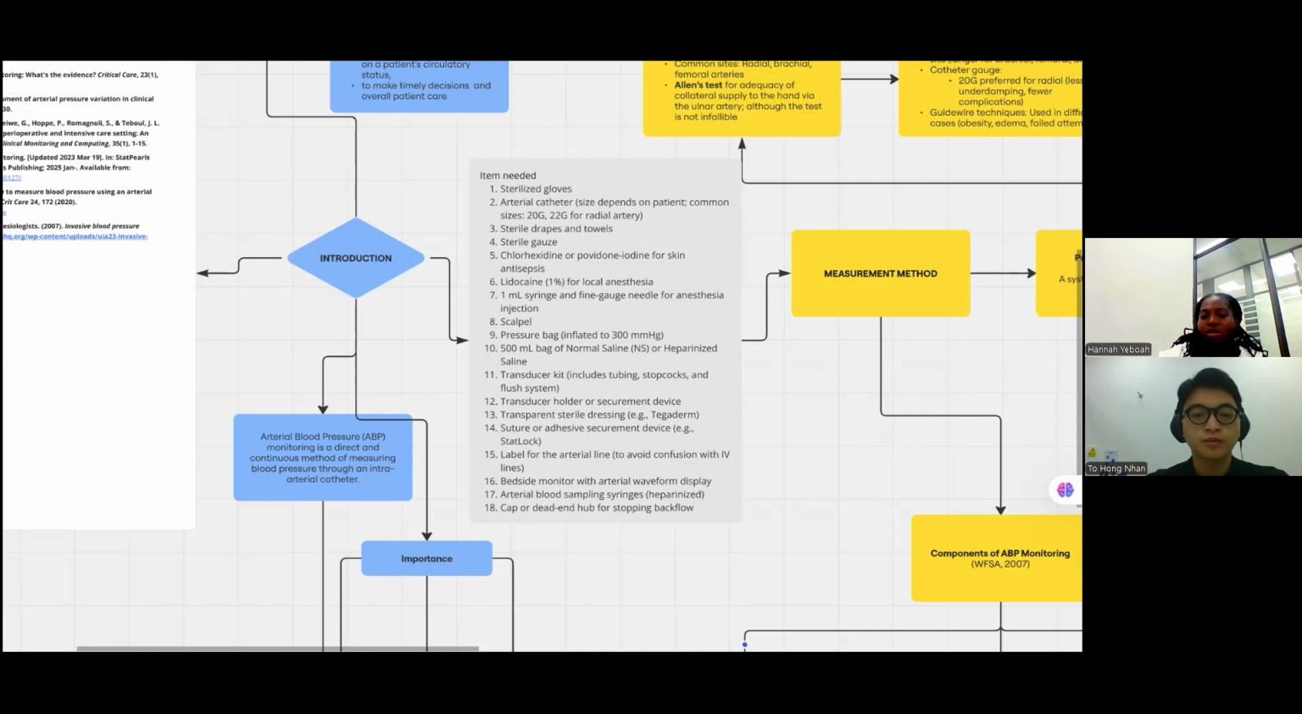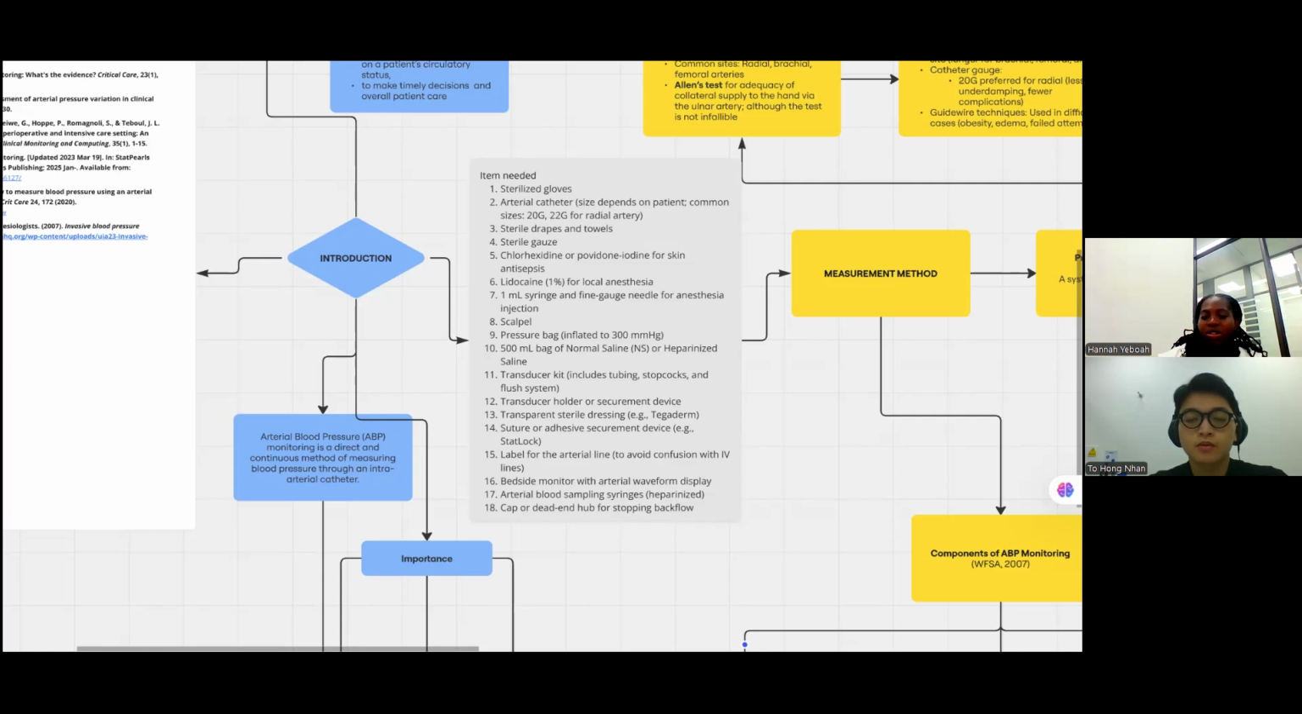We need transducer holders. We need transparent sterile dressing. We need sutures. We also need to label the arterial line. This is to help prevent confusion with the IV line, because the patient might have an IV line and the patient might have the arterial line. So the next nurse or the next health professional taking care of this patient will be able to differentiate between the two. So labeling is very important in this situation.